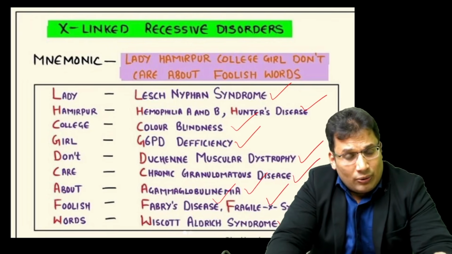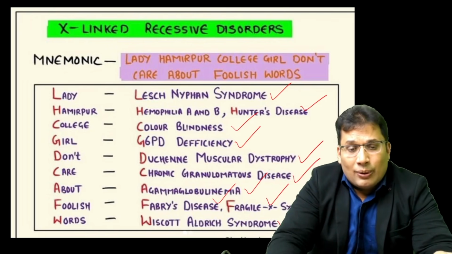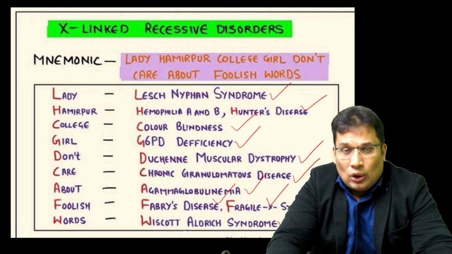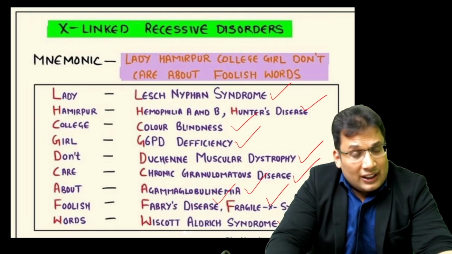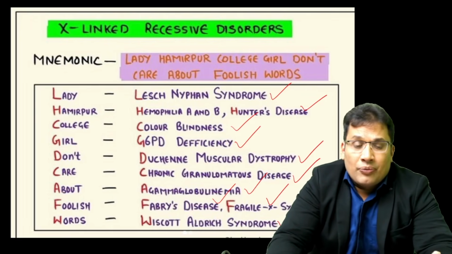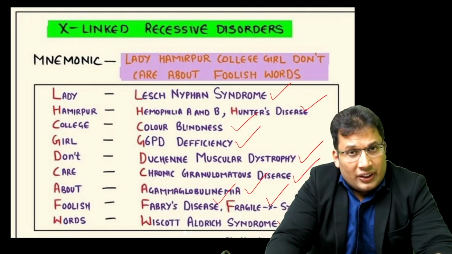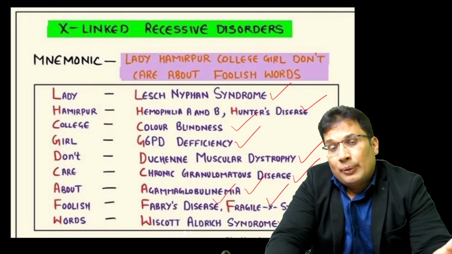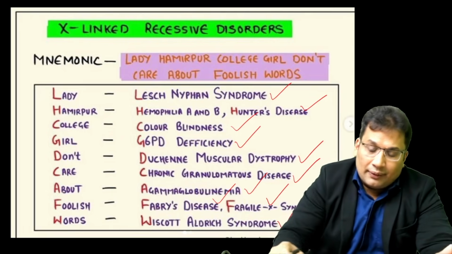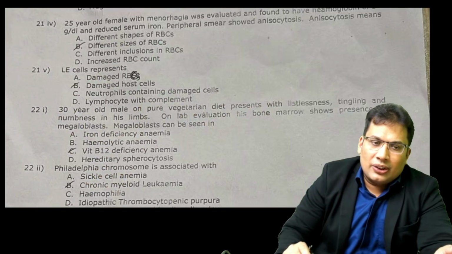So this can be asked in your paper 2 as well. So try to memorize X-linked recessive and X-linked dominant conditions, autosomal recessive conditions, and autosomal dominant conditions. One example for an autosomal dominant condition that can be asked in paper 2 is neurofibromatosis type 1, chromosome 17. Then comes the next MCQ.